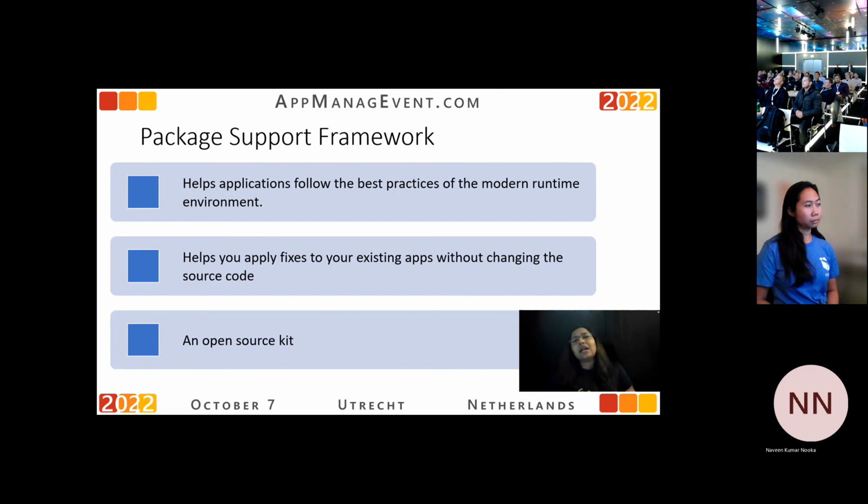Now, the ideal thing in such a case could be to go back and make changes to the code. So in this case, you would make the application write to the user data or app data folder based on the context. But a lot of times, we don't have access to the code to make such changes. Like the application could be a legacy application and the code is no more available, or it is a third-party application. So package support framework is an open source kit that allows you to apply fixes to such applications and enable them to run under the modern runtime environment without you having to make any changes to the code.